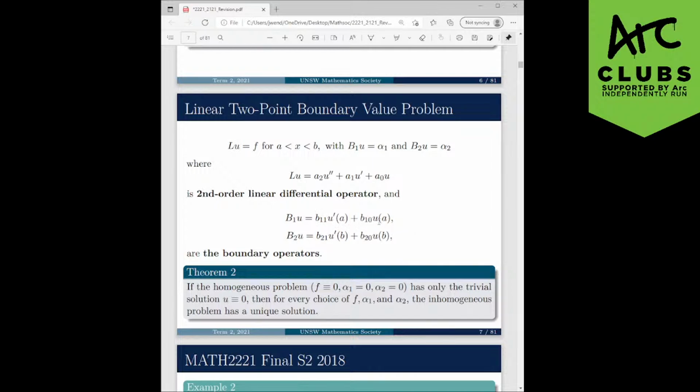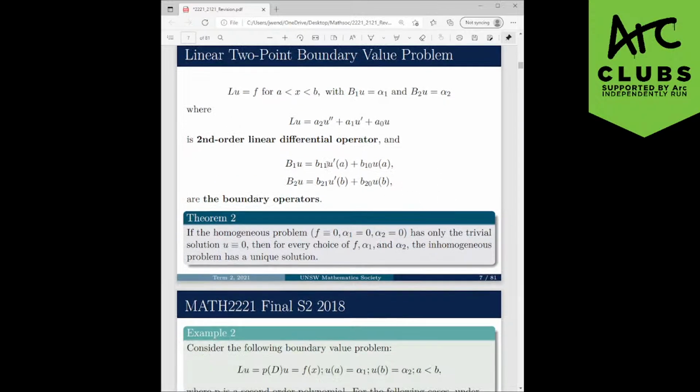You have your B11 and B10. Again, these are just some coefficients out there that are functions of x. These boundary operators, they're not going to go higher in derivatives. They're stuck at that U dash, that first derivative, thanks to your second order linear differential operator. This is just the general form of what it will look like. So, you have your boundary operators, your second order linear differential operators.